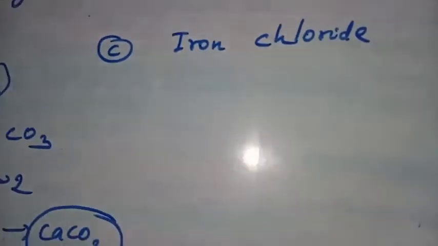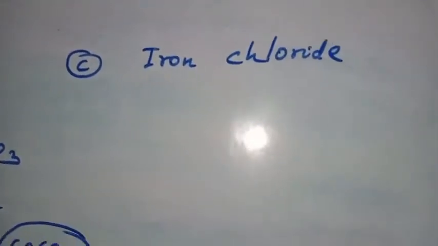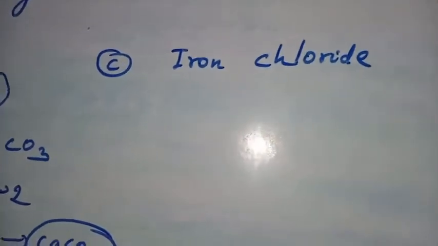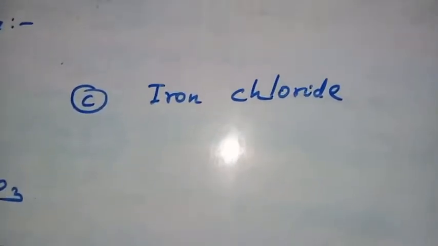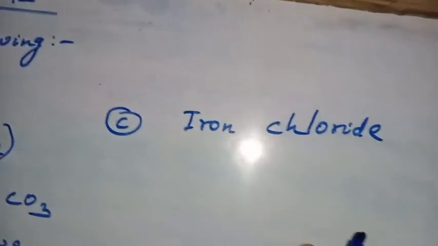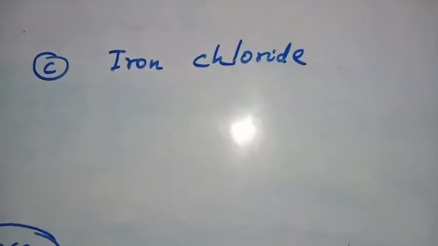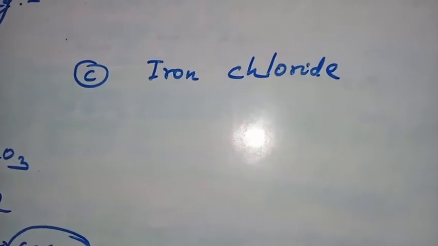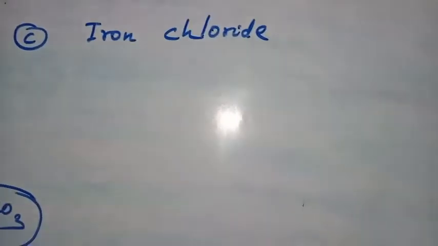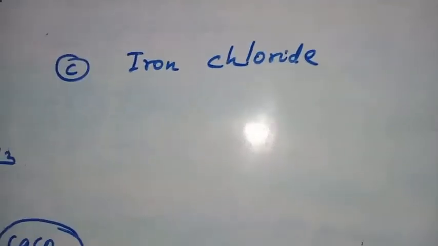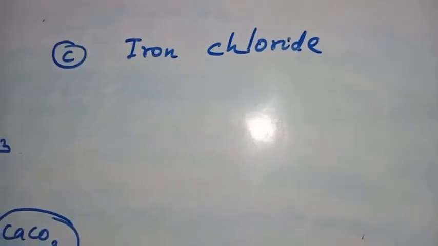Next one was given iron chloride. In iron chloride, I did not specify whether it is iron 2 chloride or iron 3 chloride, that is ferrous and ferric chloride. So I wanted you to write both the formulas, that is of ferric chloride also and ferrous chloride also.